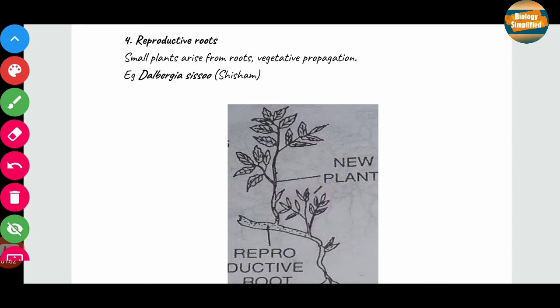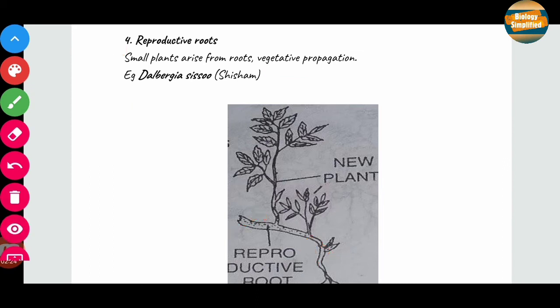Next are the reproductive roots. Basically in this, taproots are modified for reproduction, particularly vegetative reproduction. Small plants arise from roots. Vegetative propagation takes place. Example is Dalbergia sissoo, shisham. Here we can see in this diagram, this is the root and new plants have arisen from the root. So vegetative propagation is taking place here.